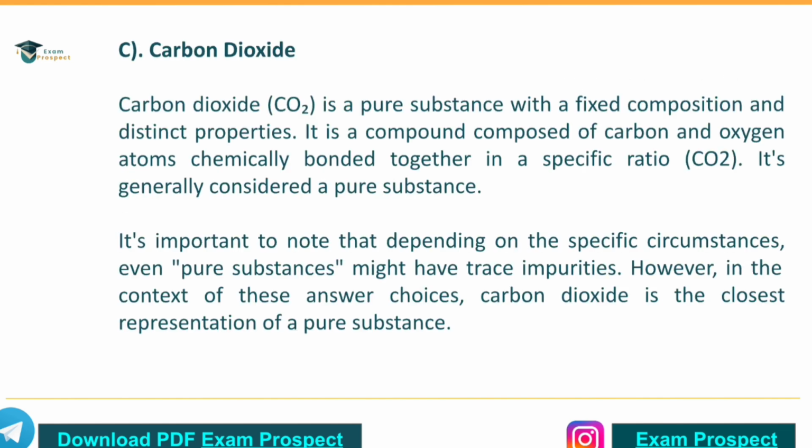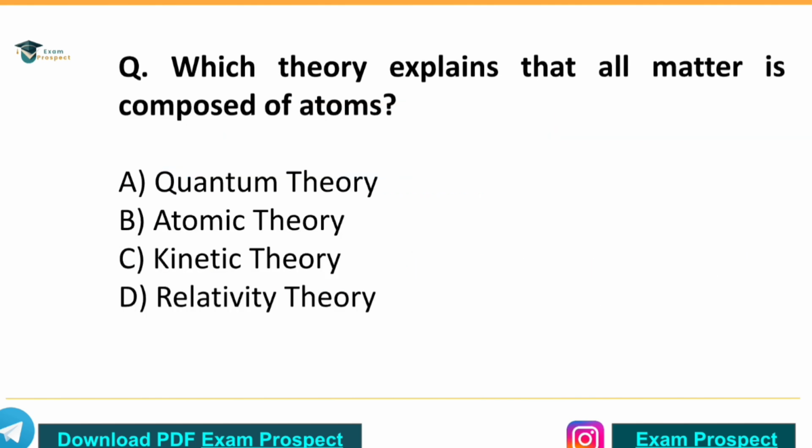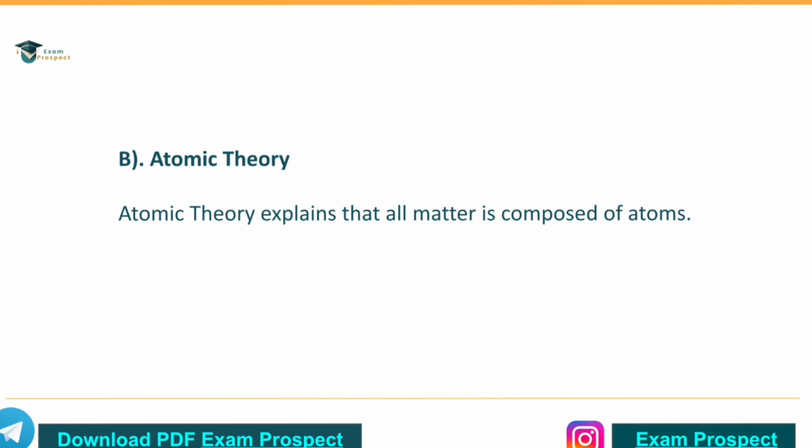Carbon dioxide is a pure substance with fixed composition and distinct properties. It is a compound composed of carbon and oxygen atoms chemically bonded together in a specific ratio. It's generally considered a pure substance. Next question, which theory explains that all matter is composed of atoms? Correct answer is option B, atomic theory.